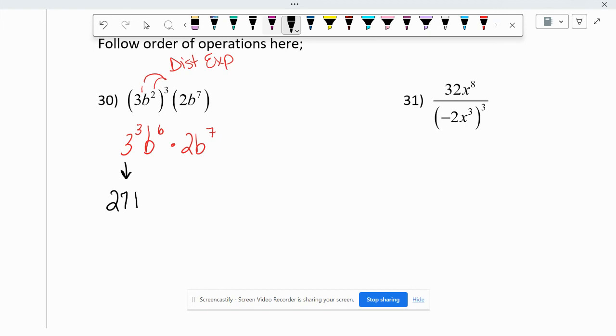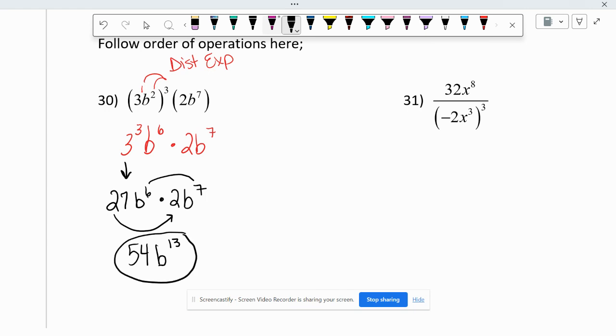Or I can simplify 3 cubed to 27. So I have 27b to the 6th times 2b to the 7th. 27 times 2 is 54. B to the 6th times b to the 7th becomes b to the 6 plus 7, which is 13. So 54b to the 13th.